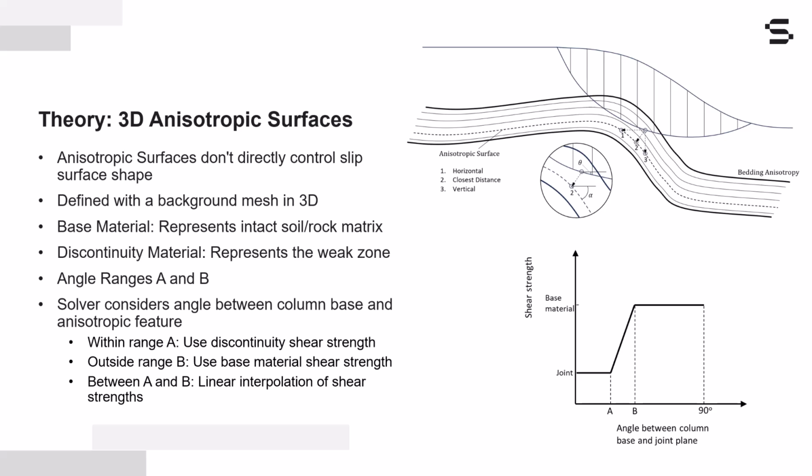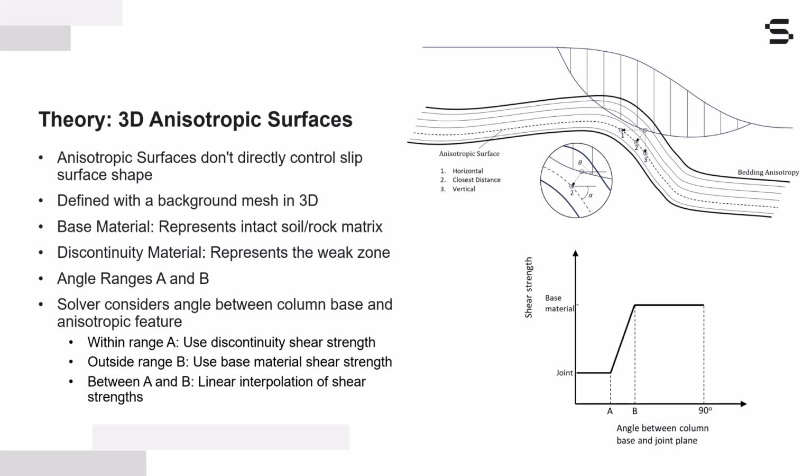Within the range of A, the discontinuity shear strength is used. Outside the range of B, the shear strength of the base material is used. For angles between A and B, the shear strength is computed based on a linear interpolation between the shear strengths of the base and the discontinuity materials.